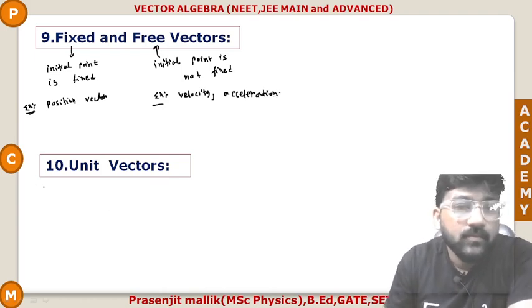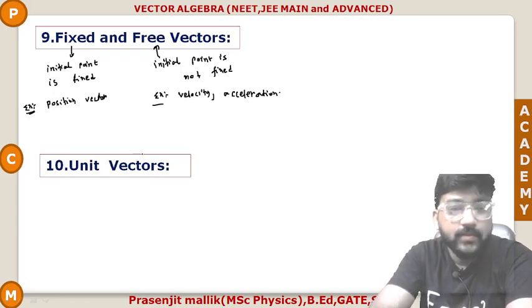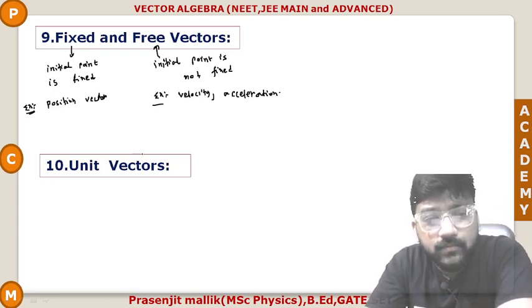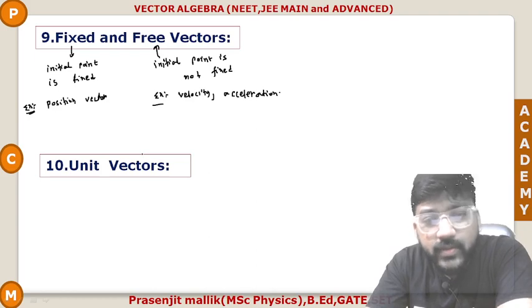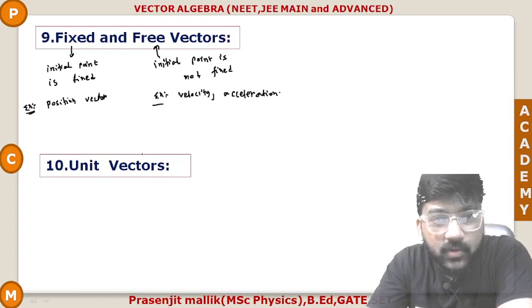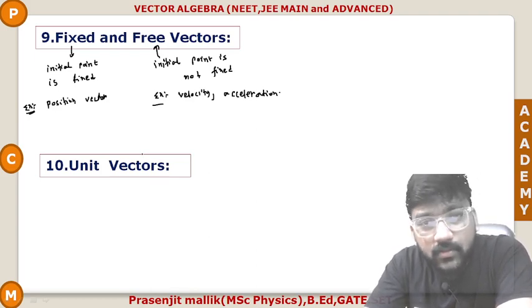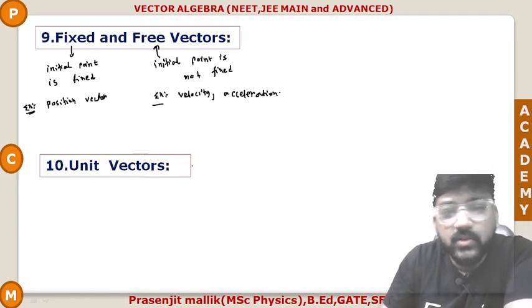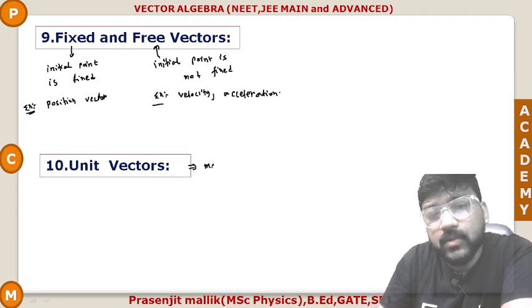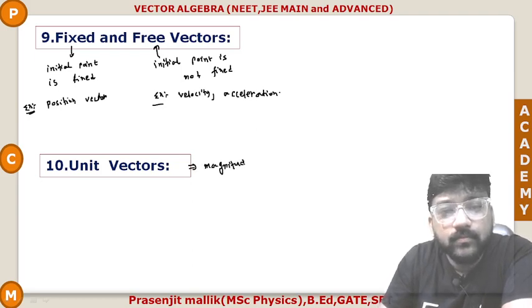Now next, one more important vector, that is unit vector. A unit vector is a vector that is used to split a vector into magnitude and direction. It is used to give the direction of any physical quantity or vector quantity, but its magnitude will be 1, obviously. So in simple notation, the unit vector is a vector whose magnitude is 1, but it is a very useful vector.